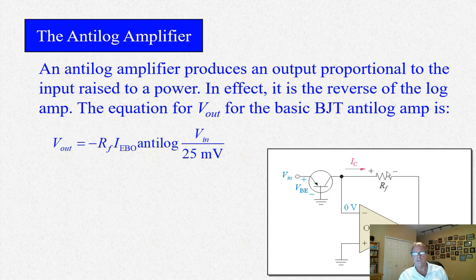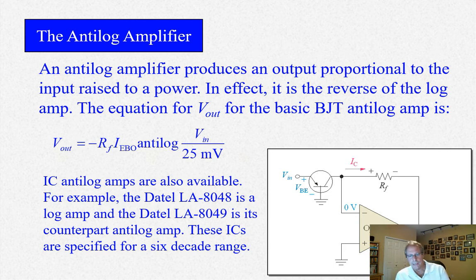So minus RF, that's the feedback resistor. They move the transistor, the logarithmic element, if you will, to the front here, to the input resistor spot. And it's IEBO, the same parameter for your transistor, anti-log of Vn divided by 25 millivolts. Very similar equation. You're going to want to put this on your equation sheet too.